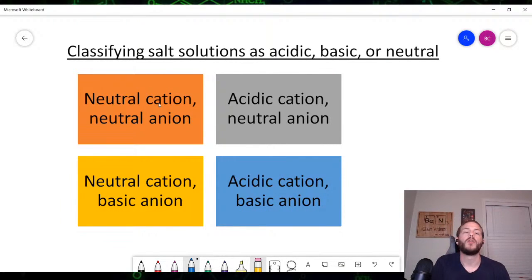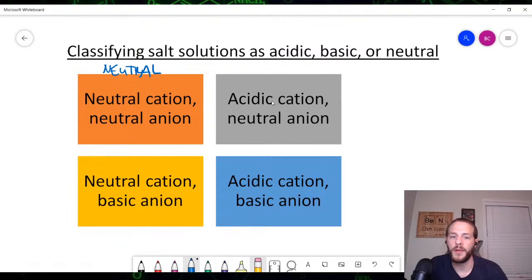So let's say your cation is the conjugate acid of a strong base, or the counter ion of a strong base. And let's say that your anion is the conjugate base of a strong acid. So in that case, you'd have a neutral cation and a neutral anion. And if your cation and anion are both neutral, then your solution is going to be neutral. So that's pretty straightforward. That's kind of the easiest of the four possibilities.